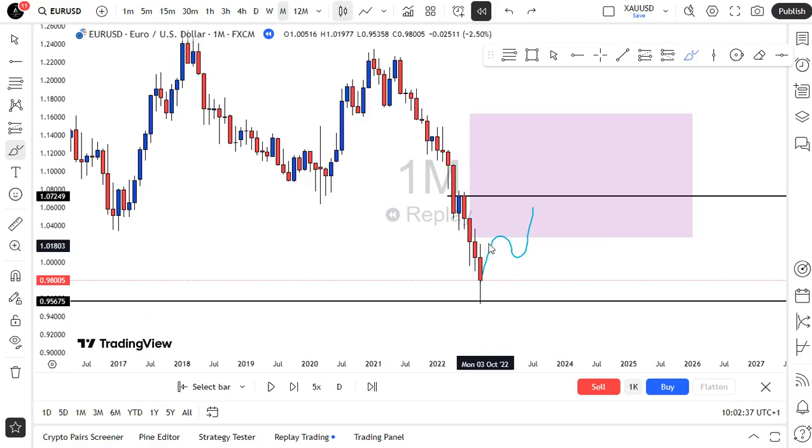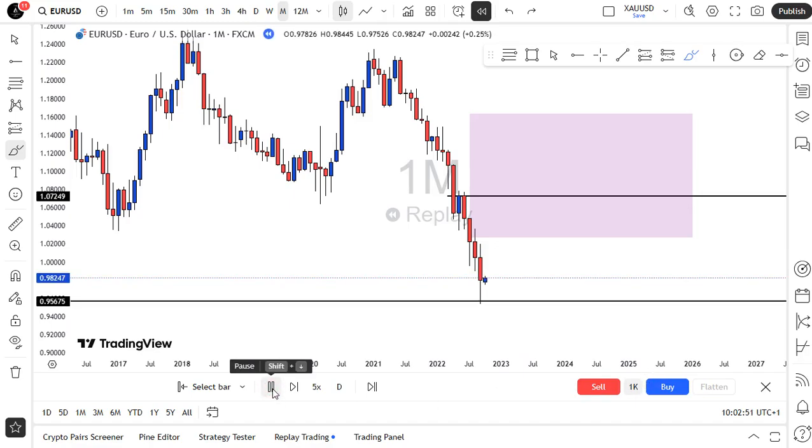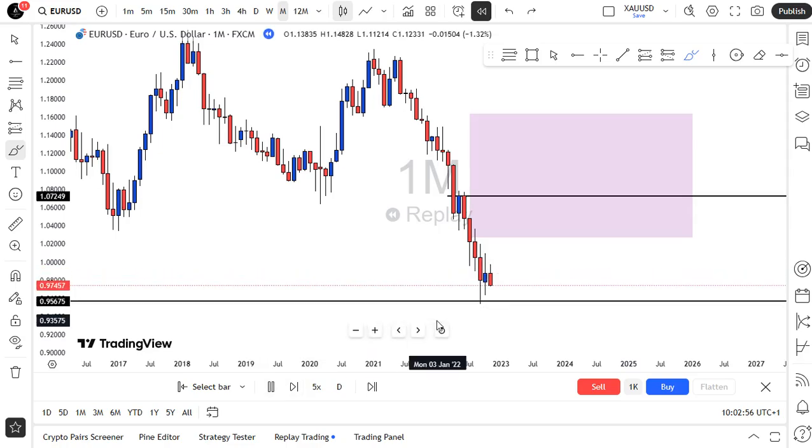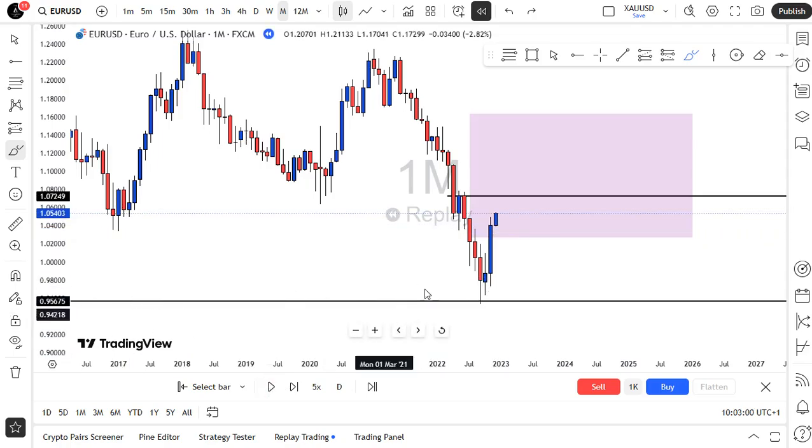So now what you will do is this. You will just wait for a proper break to break here. Now when you see this occurring, if I should play it, let's see what happens here. So yeah, now let me pause this quickly.